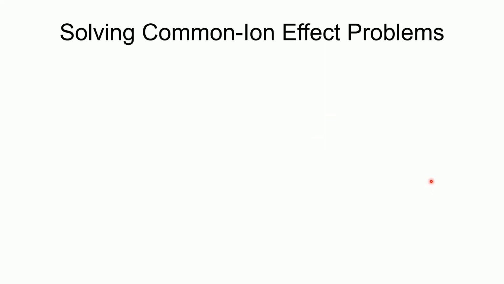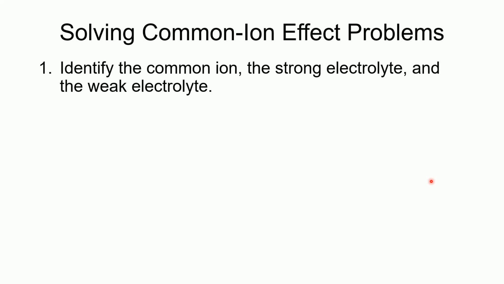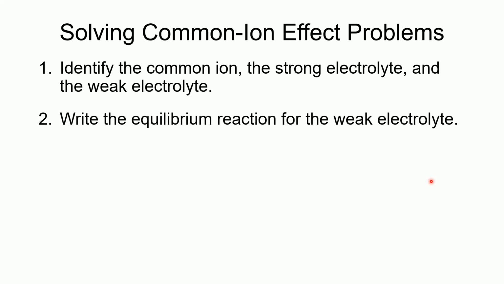All right, well, now we want to look at how it is that we solve common ion effect problems. And we just did one a little bit ago on number 15 on the in-class assignment. And so we want to come up with a logical plan to do this. The first thing is identify the common ion, the strong electrolyte, and the weak electrolyte. And often this is pretty obvious. You want to write out the equilibrium reaction for the weak electrolyte. So you'll write out that equilibrium reaction for that weak electrolyte.